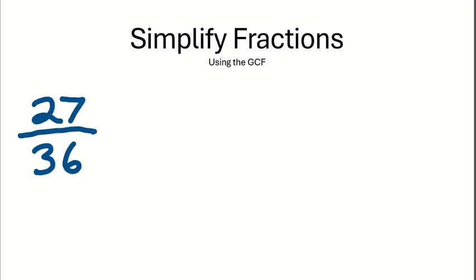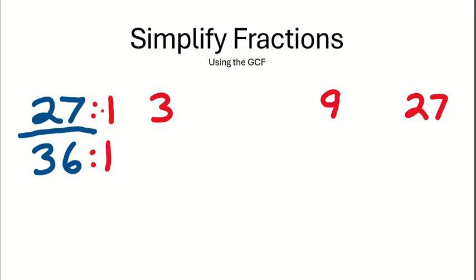Let's list the factor pairs of 27. So 1 times 27 is 27. Will 2 go into 27? 2 will not go into 27, but 3 will. We know that 3 times 9 is 27, and that's basically it. So let's do 36 now. 1 times 36 is 36. 2 times 18 is 36. And will 3 go into 36? That's right, it will. 3 times 12 is 36.